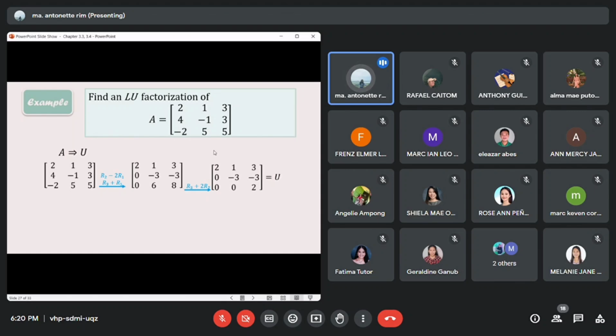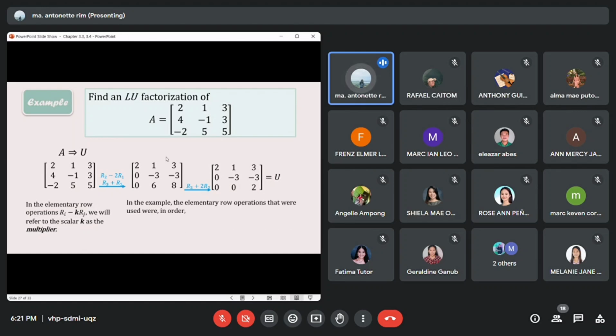Next, we will find L. How are we going to find L, or the lower triangular unit? L is the other factor. In the elementary row operation, R sub i minus k R sub j, we will refer to the scalar k as the multiplier. Different row operations were performed.